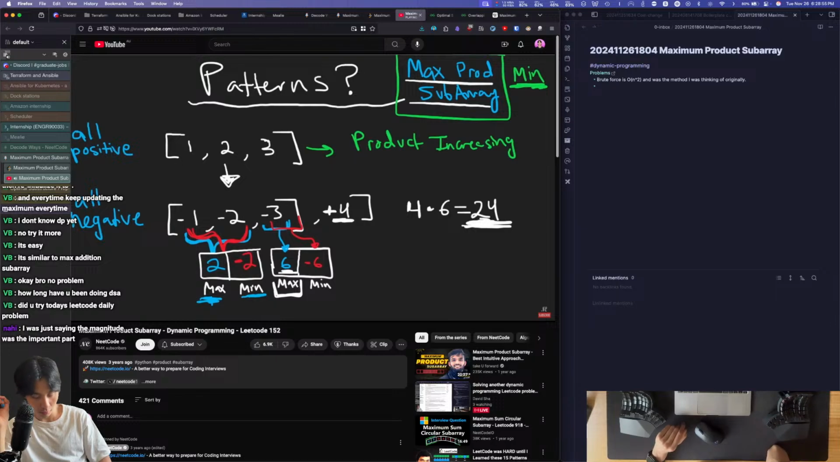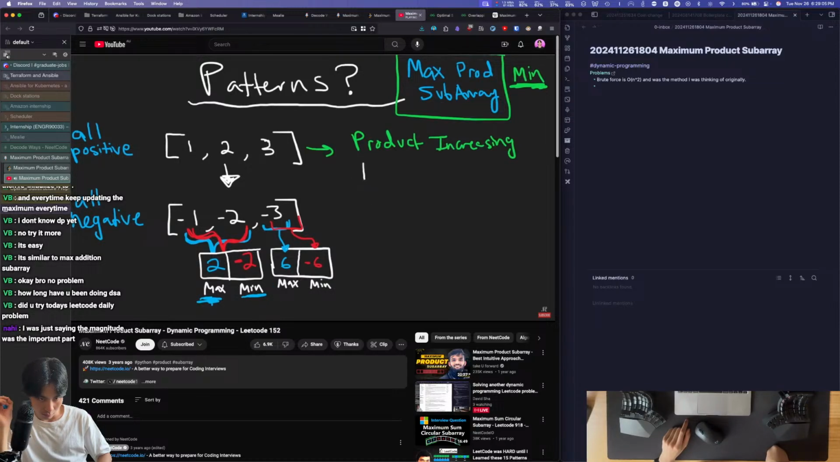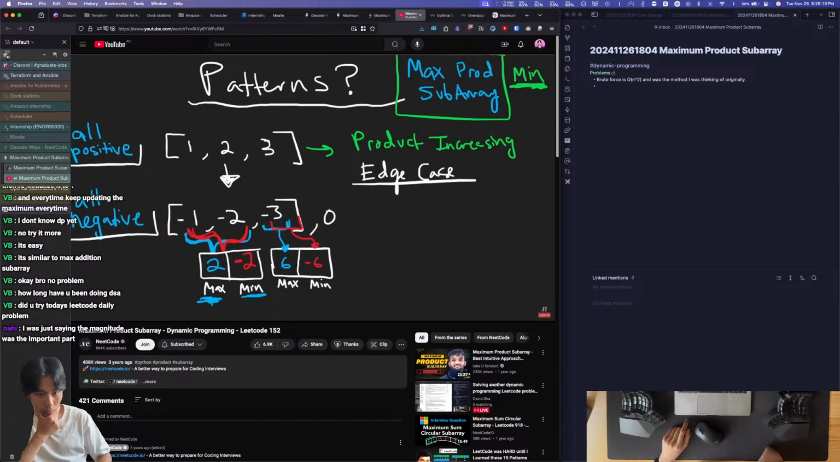So this makes sense. The maximum and the minimum have all the information we need as we continue to add more elements to our array. So now let's just look at one edge case. So we're talking about positive numbers and negative numbers, but we know that one last edge case exists, the dreaded 0 value. Right? So what if we had a 0 value?